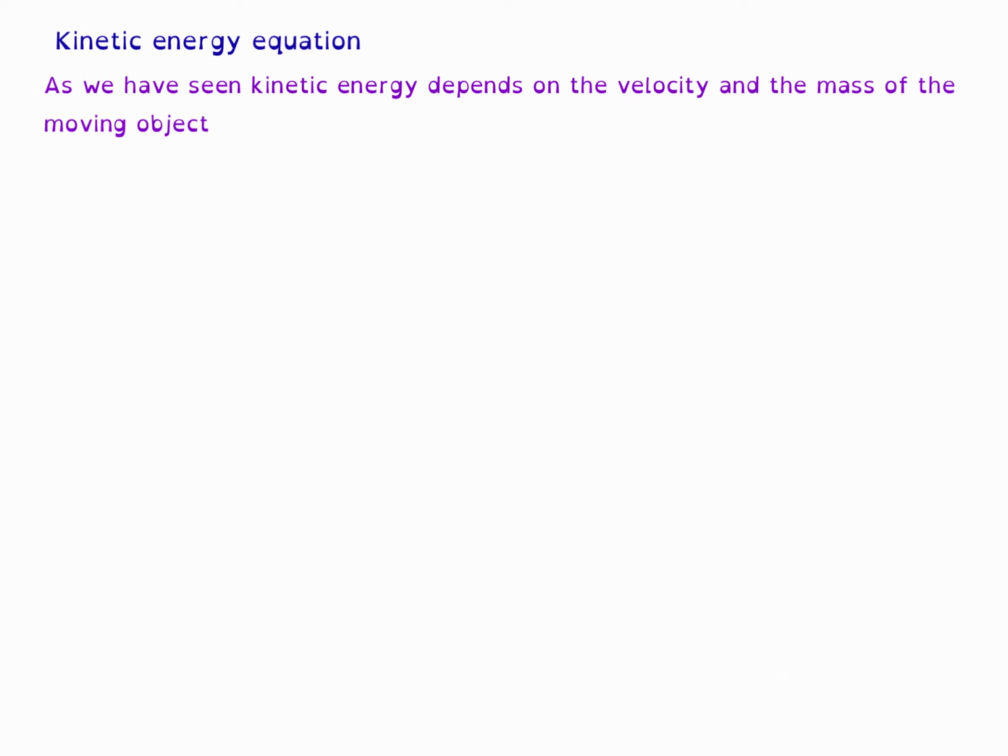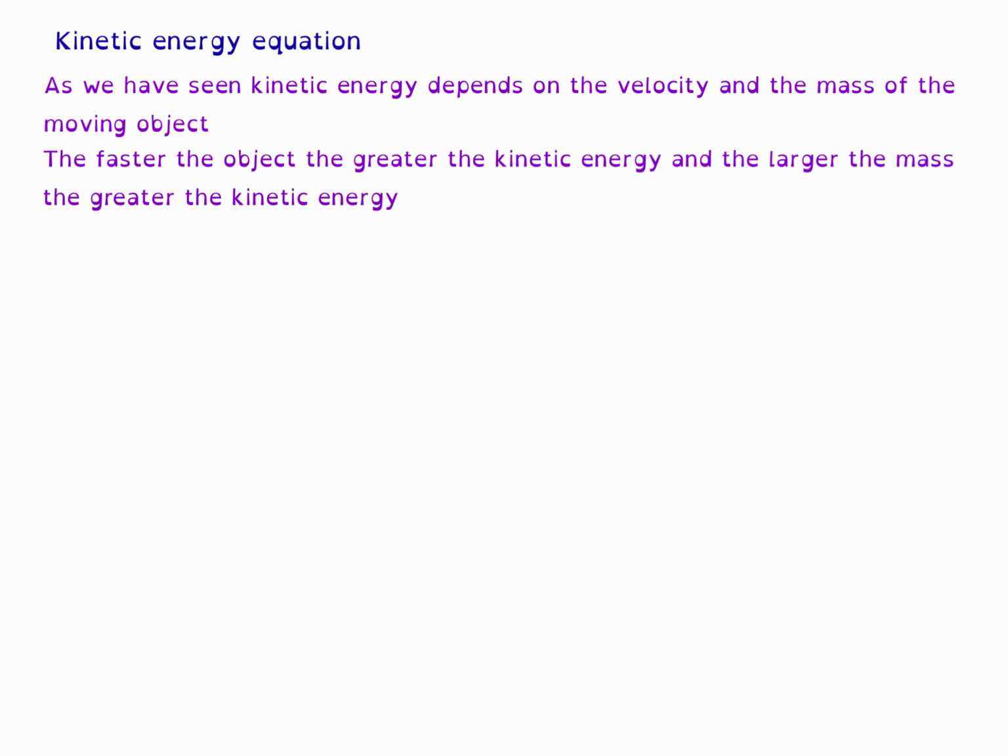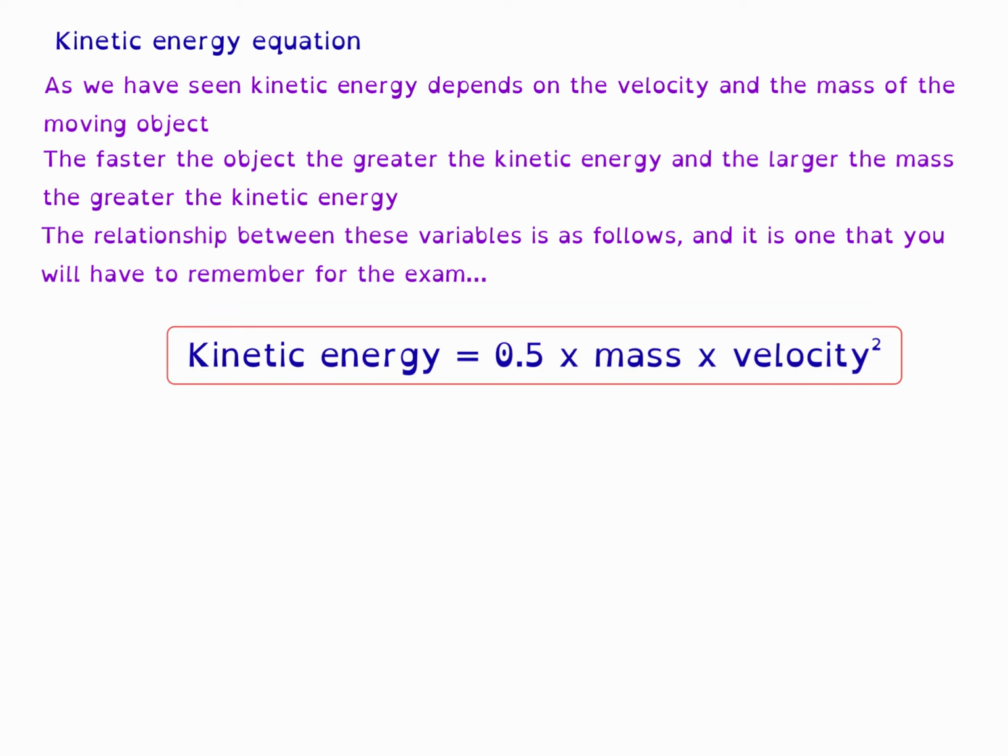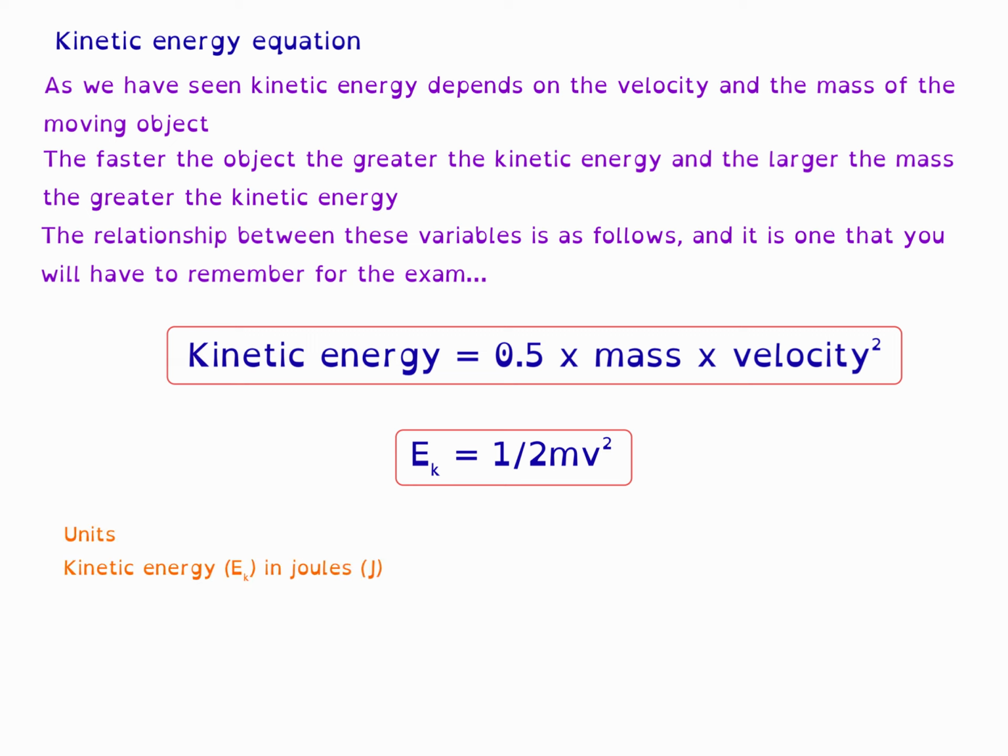As we have seen, kinetic energy depends on the velocity, speed in a given direction, and the mass of a moving object. The faster the object, the greater the kinetic energy, and the larger the mass, the greater the kinetic energy. The relationship between these variables is as follows, and it's one that you will have to remember for the exam. Kinetic energy equals 0.5 times the mass times the velocity squared. Or in symbols, E subscript k equals 1/2 mv². The units for kinetic energy are the joule, mass is in kilograms, velocity is in meters per second.